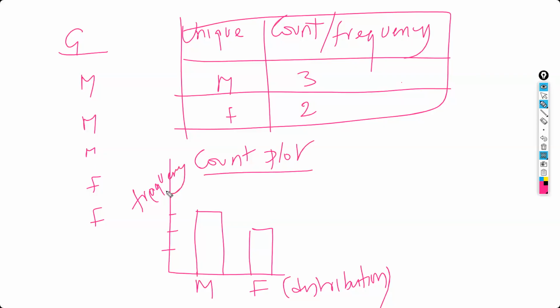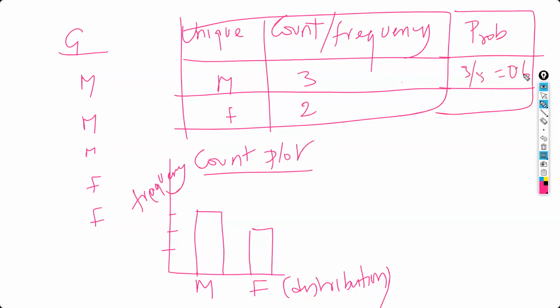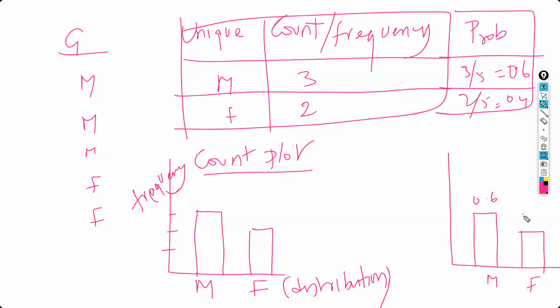Sir, now what is the probability of males, guys? Tell me now. What is the probability of males? 3 by 5, which is 0.6. What is the probability of, I mean, females? 2 by 5, which is 0.4. Now, I am going to represent the same here in terms of height of 0.6 for males, height of 0.4 for females.